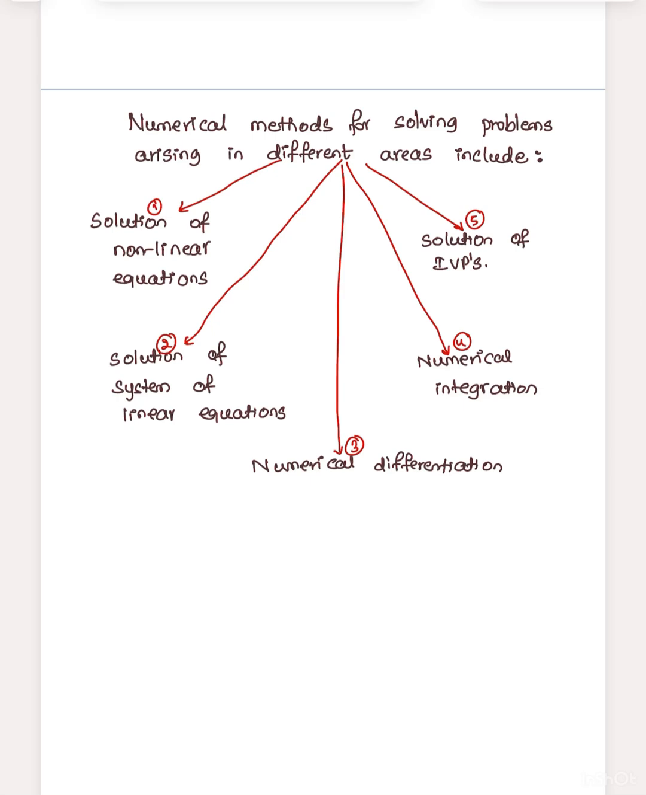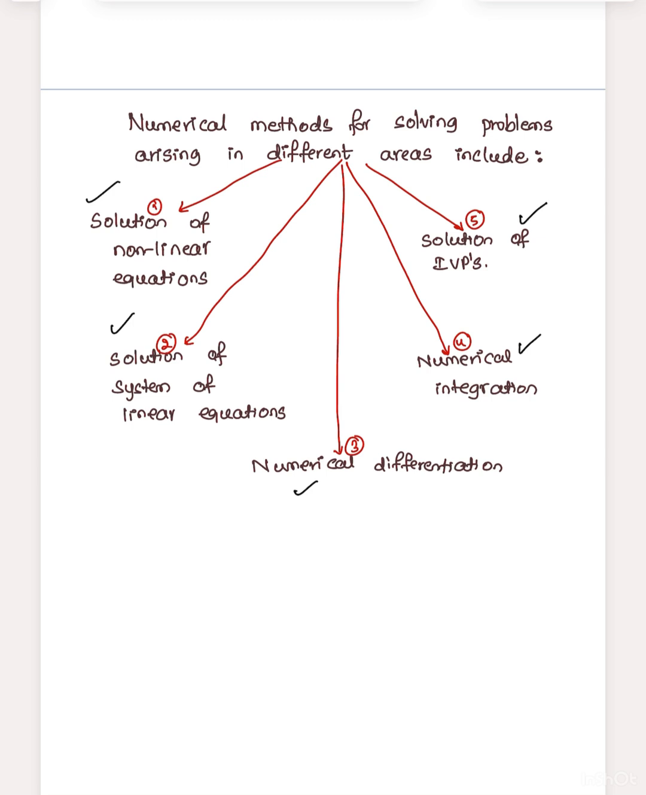Now we will see what are the problems which have to be solved by numerical methods. That means numerical methods for solving problems arising in different areas. What are those? They include solution of nonlinear equations, solution of system of linear equations, numerical differentiation, numerical integration, and solution of initial value problems.